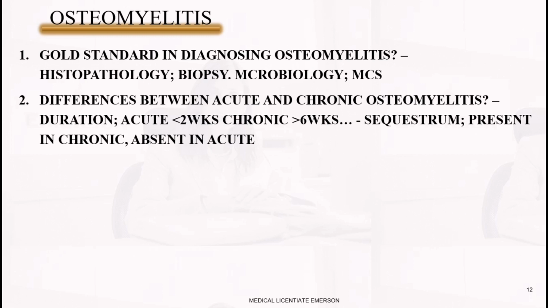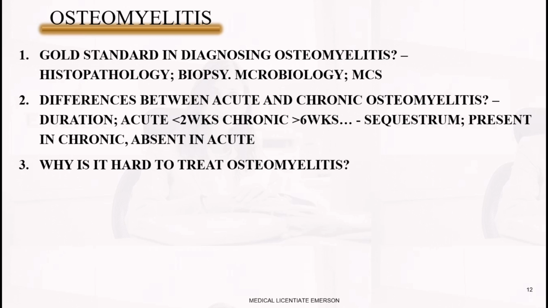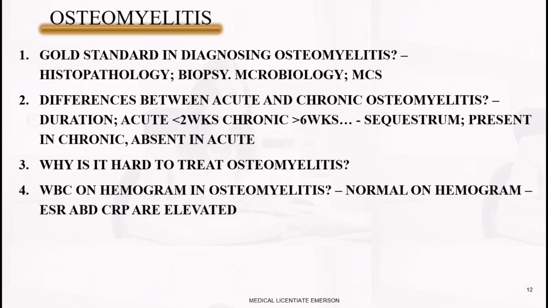So duration: acute is less than 2 weeks, chronic is more than 6 weeks. Then sequestrum: in acute it is absent, whilst in chronic it is present. Then why is it hard to treat osteomyelitis? So why is it difficult to treat osteomyelitis?